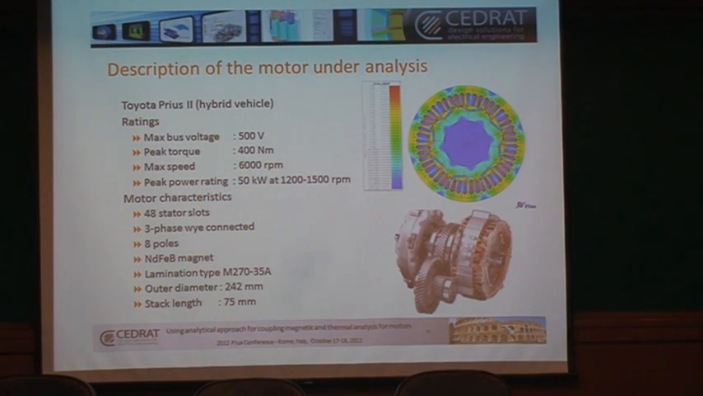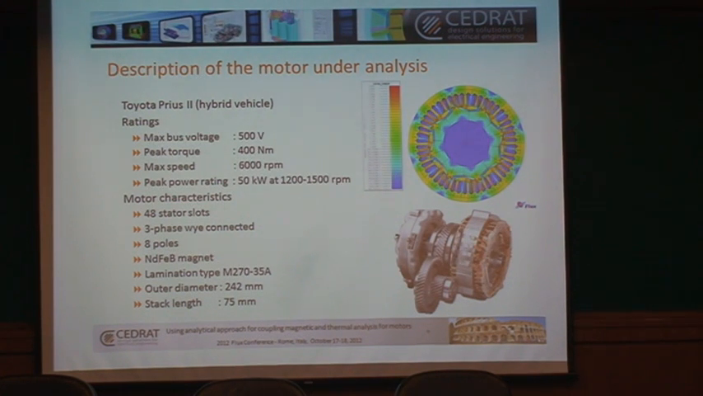The bus voltage of this machine is 500 volts. The peak torque is 400 Newton meters. The max speed is 6,000 RPM. The peak power rating is 50 kilowatts, between 1,200 and 1,500 RPM.